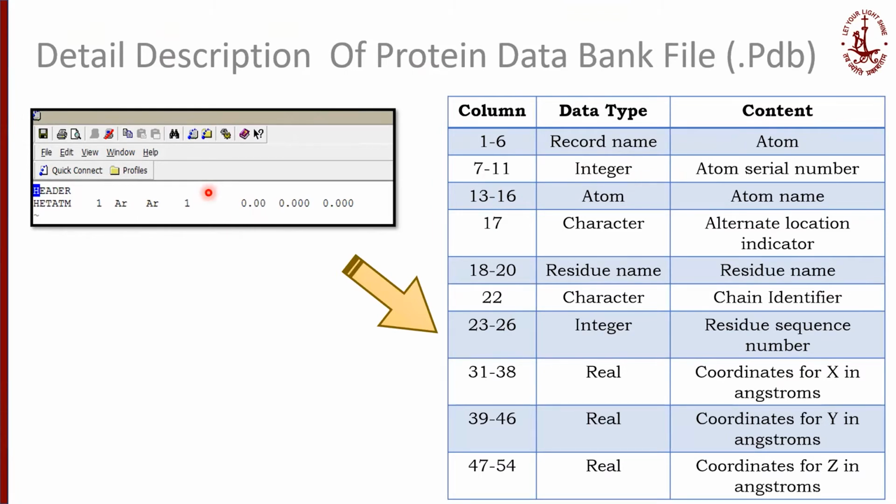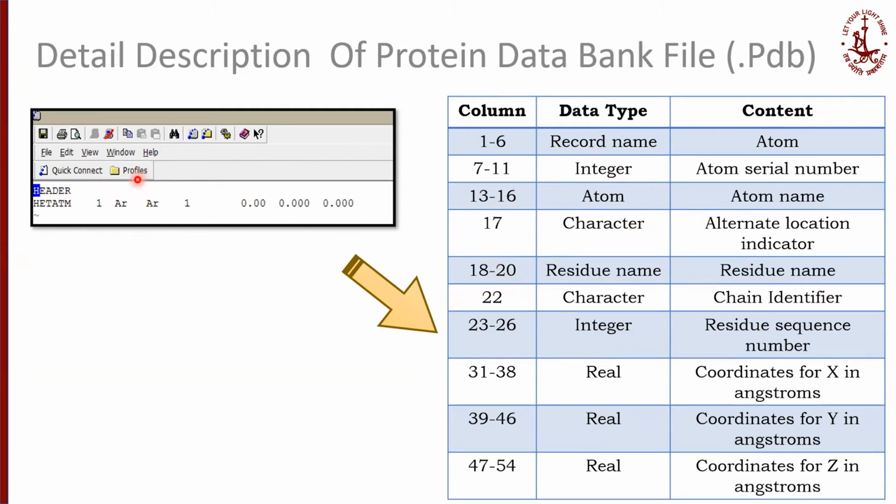The moment you move on from argon atom to, say, methanol or ethanol, there is more than one atom. So then you will have other lines also with 2, 3, 4, 5, 6 and so on. The 13th to 16th column is the name of the atom. What is it over here? It is argon. The 17th column is a character.